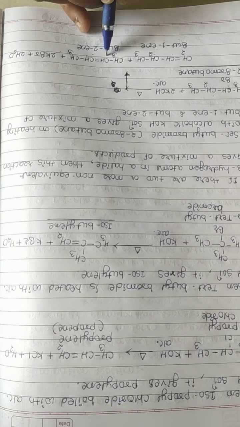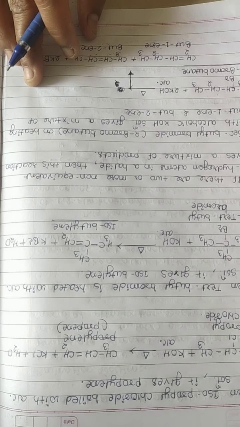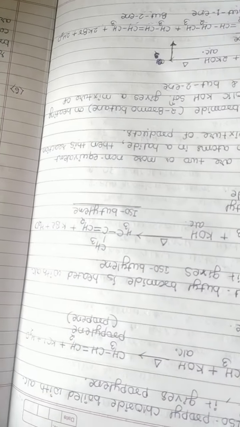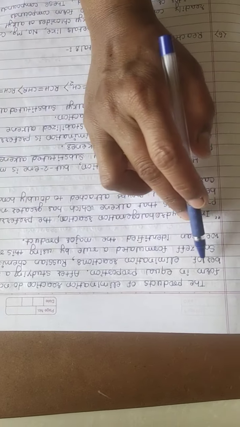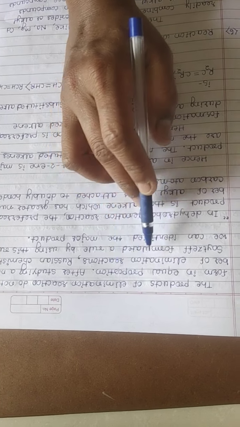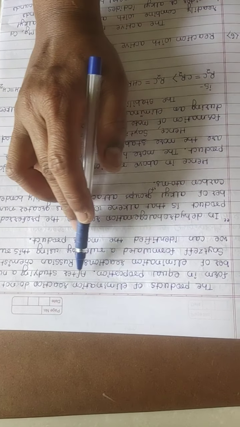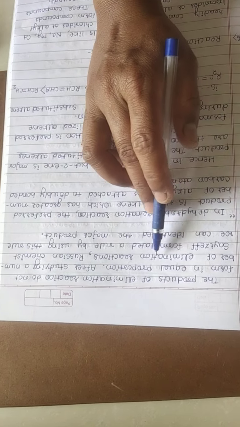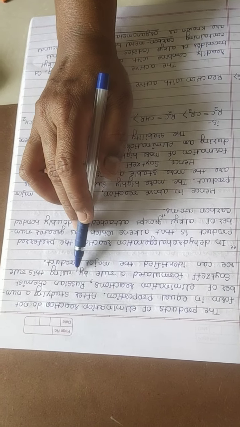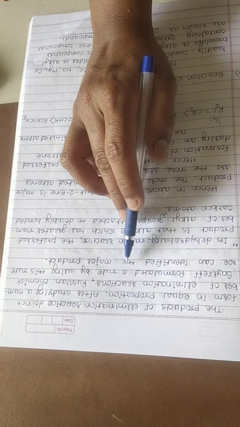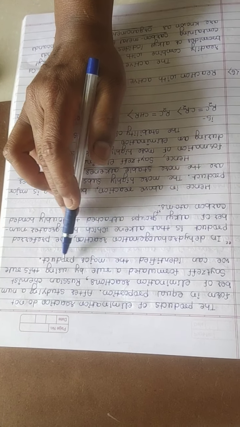But in these two alkenes, which product is the main product is identified by using one rule. That rule is called Saytzeff's rule. The products of elimination reaction do not form in equal proportion. These two products, but-1-ene and but-2-ene, are not formed in equal proportion. After studying a number of elimination reactions, the Russian chemist Saytzeff formulated one rule. By using this rule, we can identify the major product, that is which alkene is the major product.